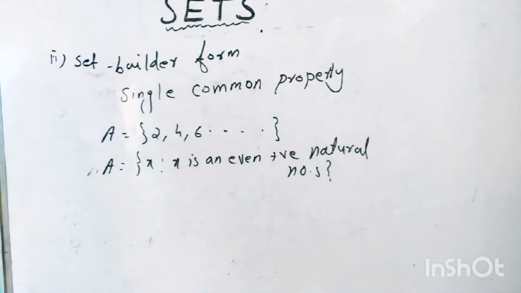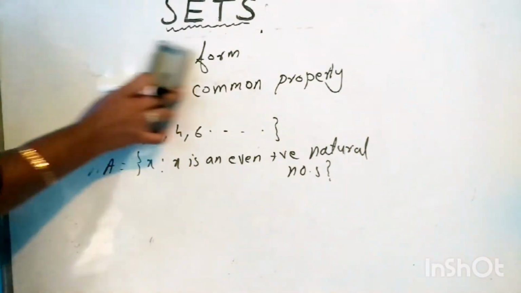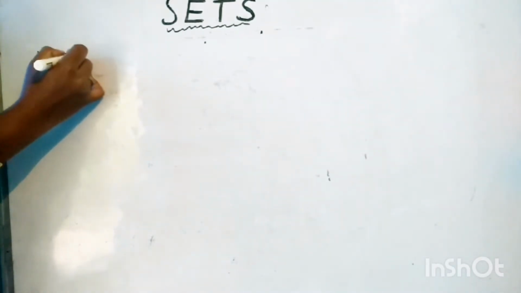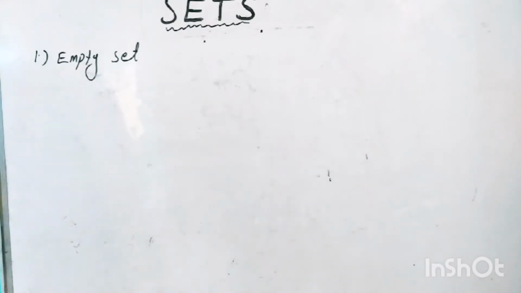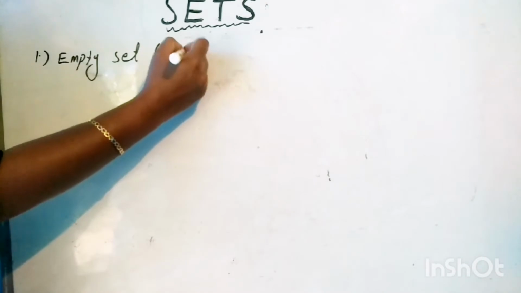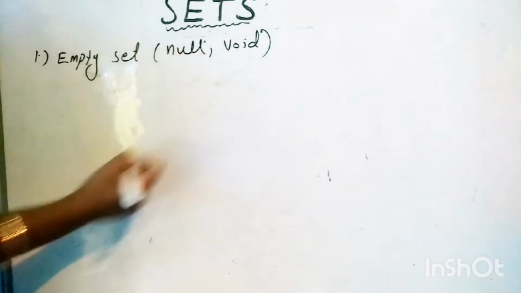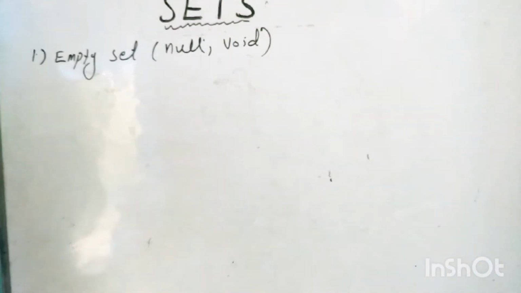Now we have different types of sets. The first one is empty set. Okay. Empty set means there is no element in the set. A set which does not contain any element is called the empty set or null set or void set. Okay. This means a set which does not contain any element. There is no element in the set. Okay. That type of set is called empty set.